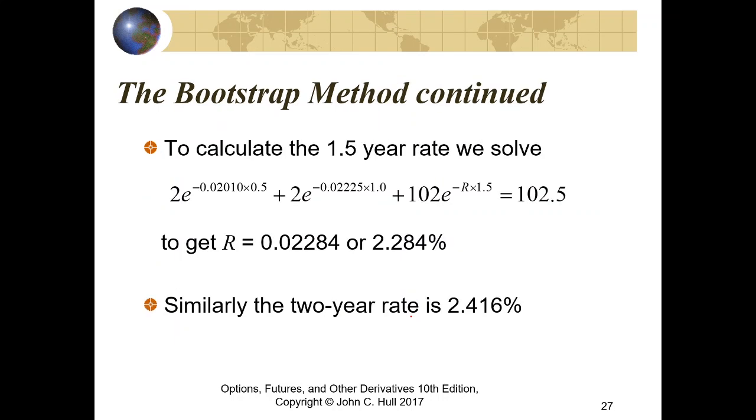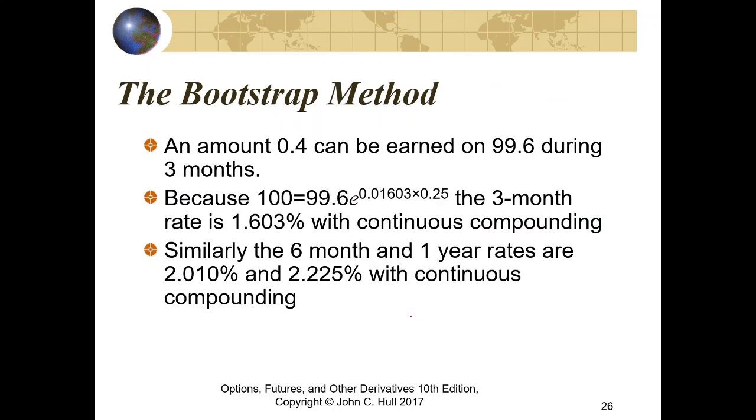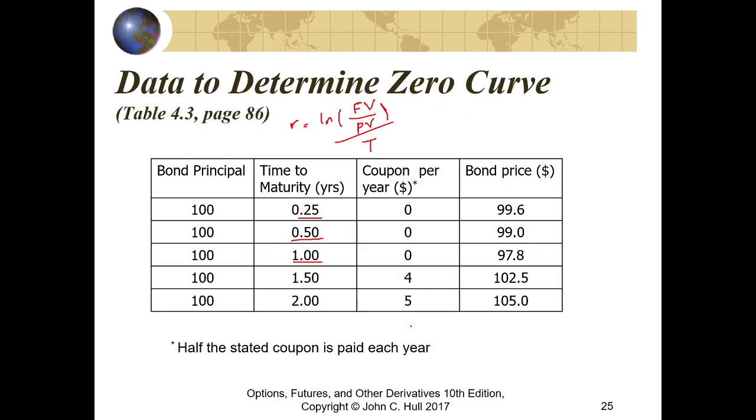Next, I want to determine the 1.5 year zero rate. What do we have? We have now found the zero rates for the period of 3 months, 6 months, and 1 year, and I want to find the zero rate for a maturity of 1.5 years. The problem is I don't observe a zero rate directly in the market because there are no bills that have a maturity longer than 1 year.